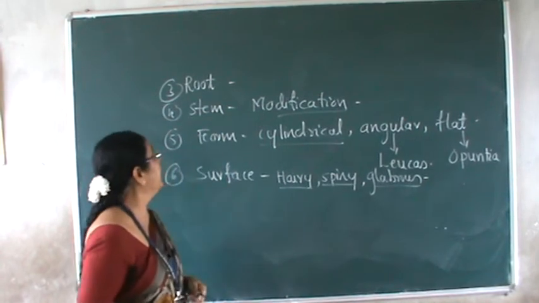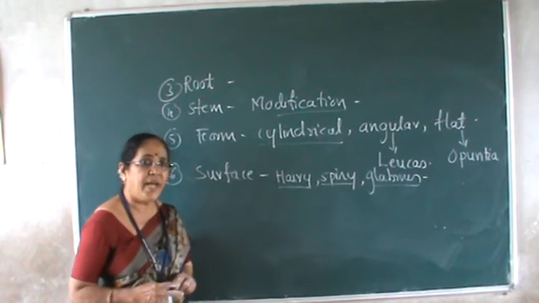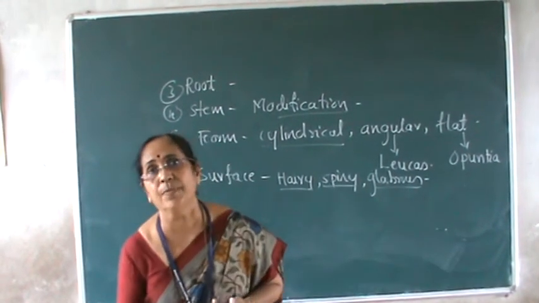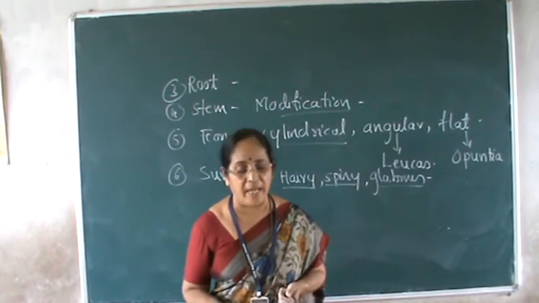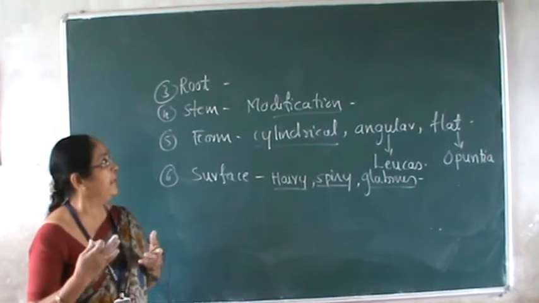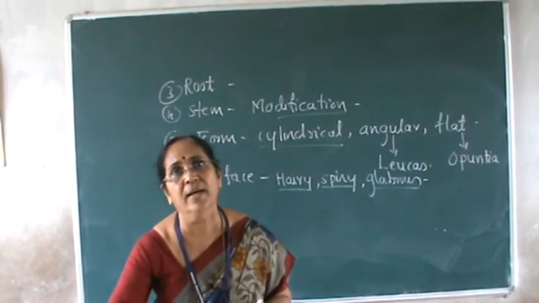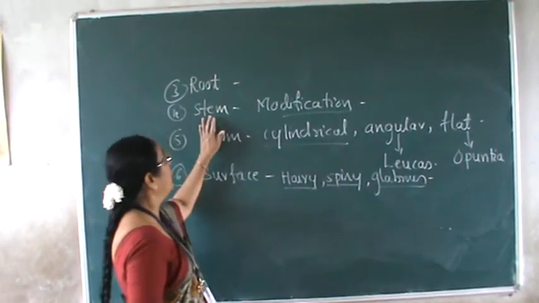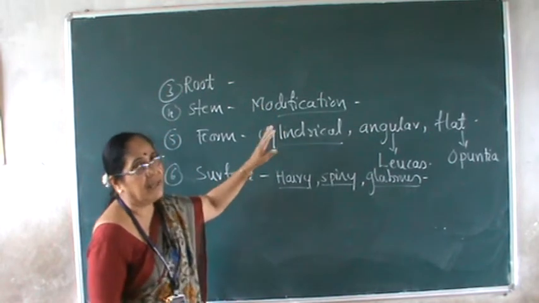So these are the things to be described in the stem. When it is branched or unbranched, that can also be added: highly branched, profusely branched, or unbranched, and the woody nature of the stem. Apart from that, whether it is an erect stem or a weak stem. If it is a weak stem, you have to mention whether it is a climber, twiner, trailer, etc. And after that, you mention the modifications if you find them in the given plant, otherwise no.